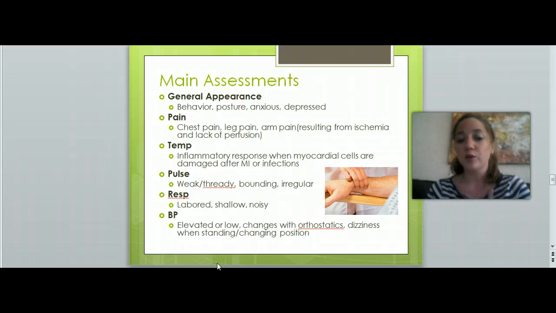So are their respirations labored, shallow, or noisy? Could be, maybe, that the blood flow is compromised and is backing up into their lungs. Who knows? But we really need to check that out.